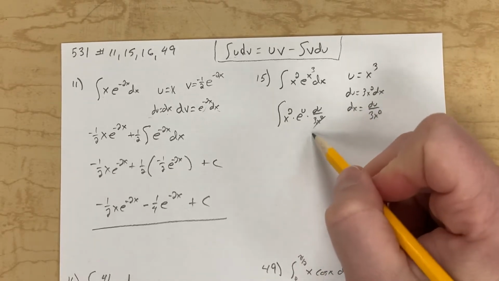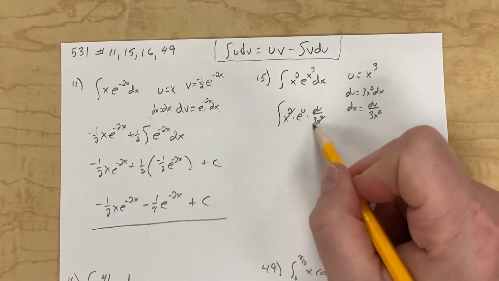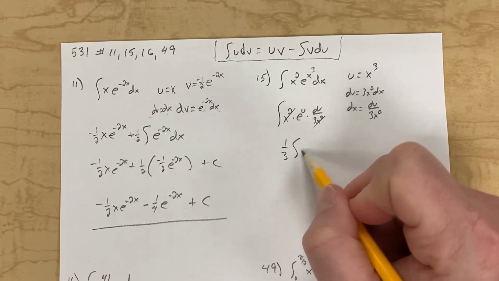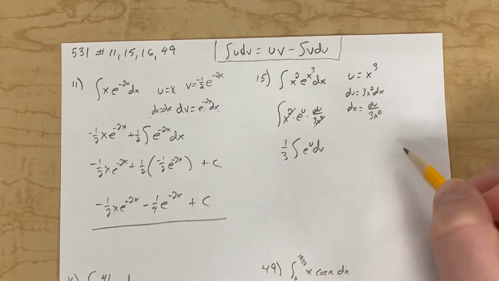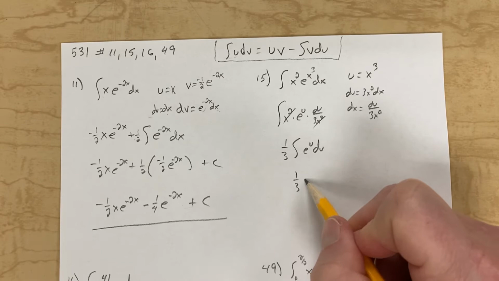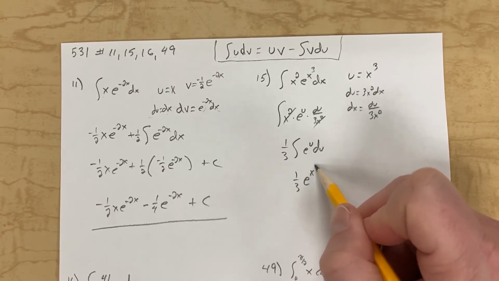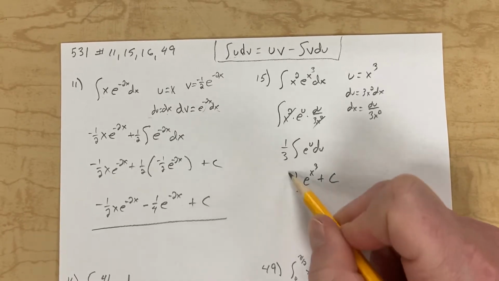So we come over here, I've got x squared times e to the u times du over 3x squared. Okay. Let the x squareds cancel, pull the 1/3 out, and I've got this right here, and that's going to go to e to the u, or e to the x cubed, and then plus c.